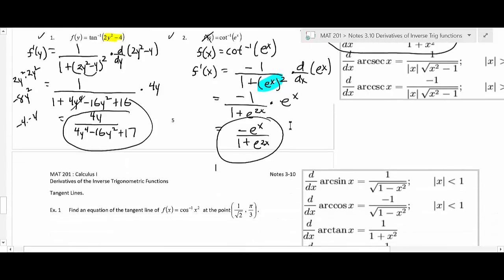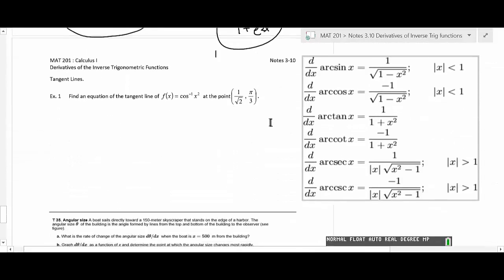I want to do a tangent line. And then we got that last application problem here. So let's do this tangent line. And so this one, what we're doing is just doing something with an inverse cosine. So let's work with this.